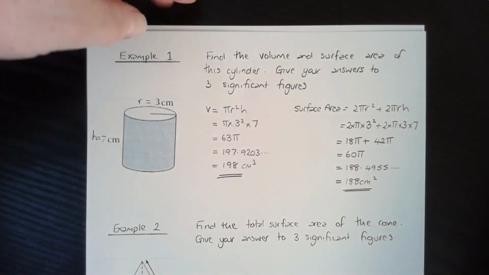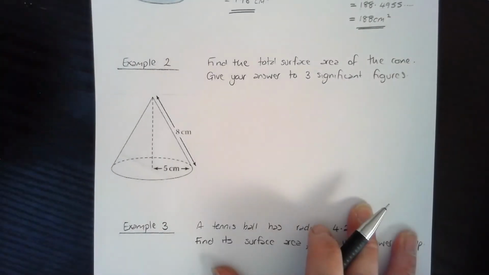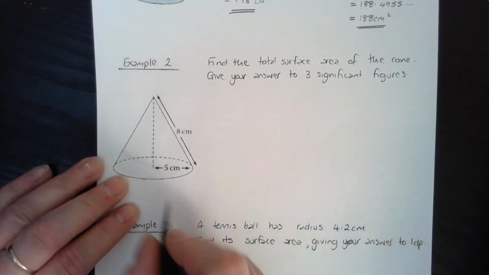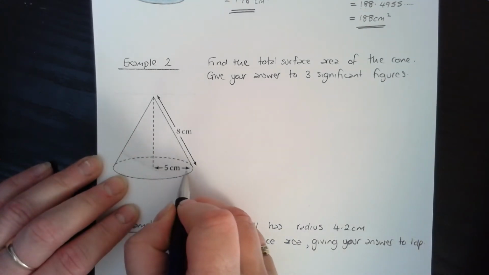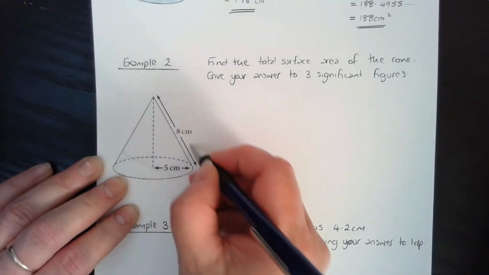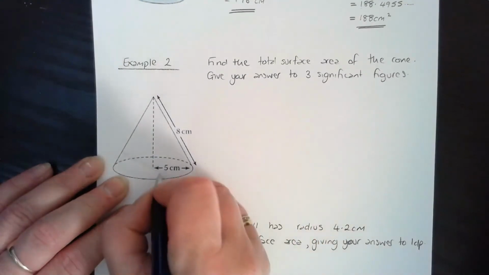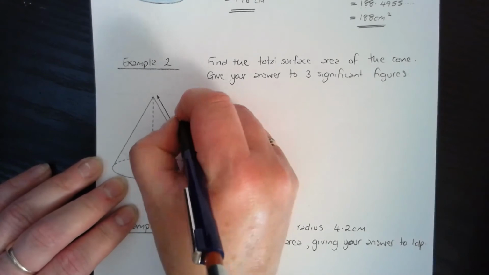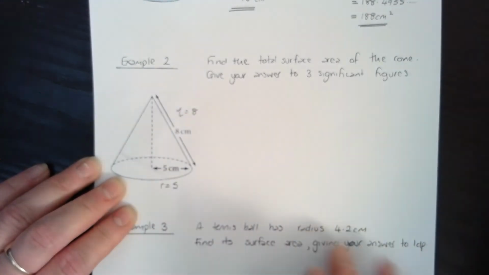Example 2. Find the total surface area of the cone. So we have here a cone, base radius of 3, the slant height, remember L, the slant height, so R is equal to 5, and the slant height L is equal to 8.